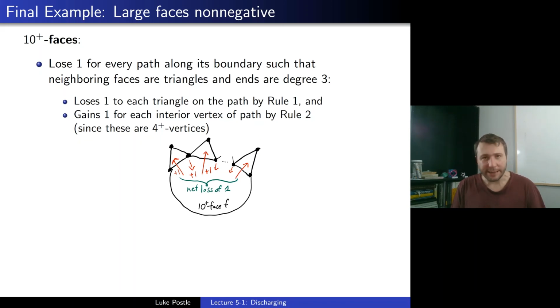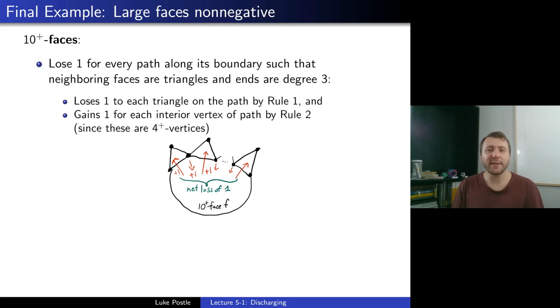But you gain. So this is the key insight. If you look at that picture, if you have 2 triangles in a row, the vertex in the middle has to be a 4-plus vertex. Do you see why? Because you don't have adjacent 3 faces. So that means it actually has 4 different neighbors, and so it's a 4-plus vertex. And so by rule 2, it will pay f back 1. So somehow, when you look at these paths, I pay 1 out to the triangle and get paid back, 1 out to the triangle, get paid back.